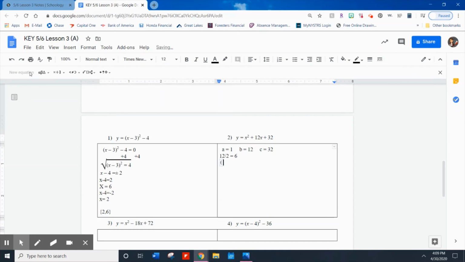Next, we square whatever we got. 6 squared gives us 36. That 36 then needs to be added. I'm going to get rid of the y for right now. I just want the trinomial. We'll get back to the y at the end of the problem. Okay, so right between these two terms, between b and c, we are going to add 36 and subtract 36.